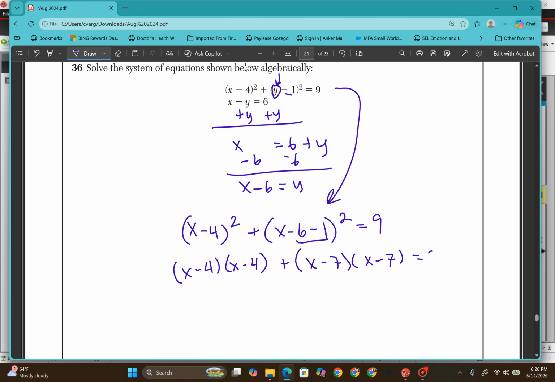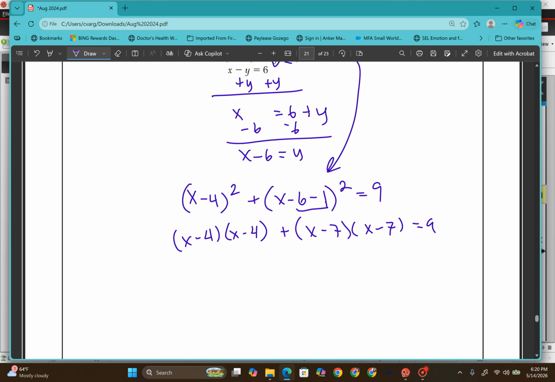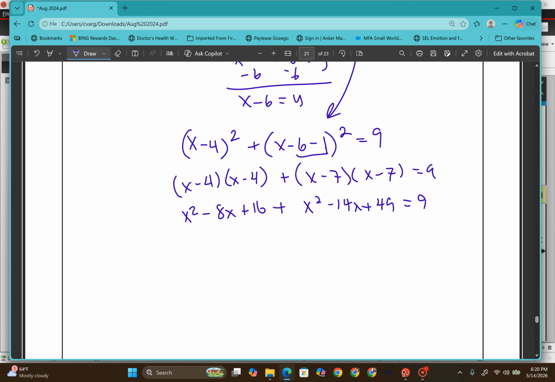So we've got to do FOIL here. So x squared, I'm going to ask you to do that on your own, plus 16. I'm doing this in my head. I know, I get it. X squared minus 14x plus 49 is equal to 9. I've done this so many times that I can do this. Combine like terms. So we get 2x squared. This is minus 22x. And 16 plus 49 is 56. Is equal to 9. We're going to move the 9 over, get it equal to 0.